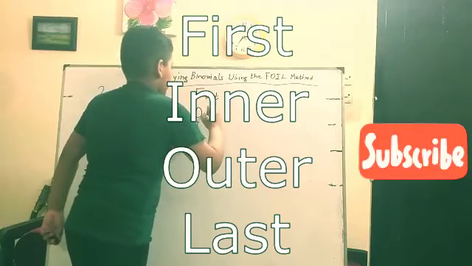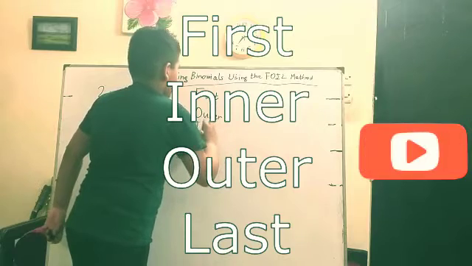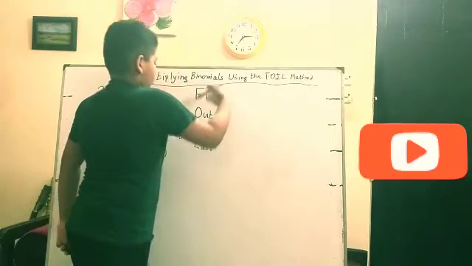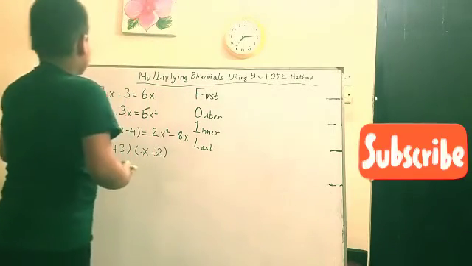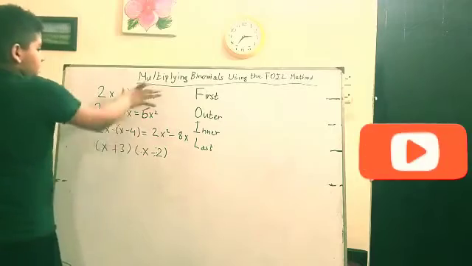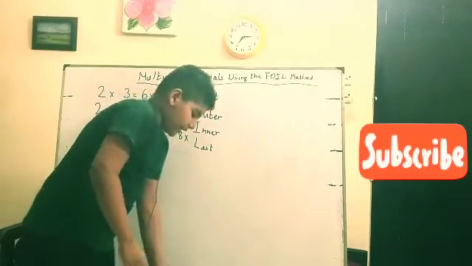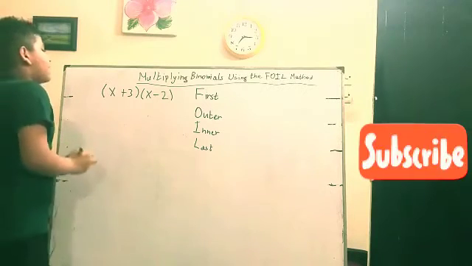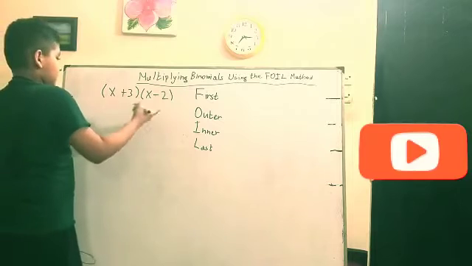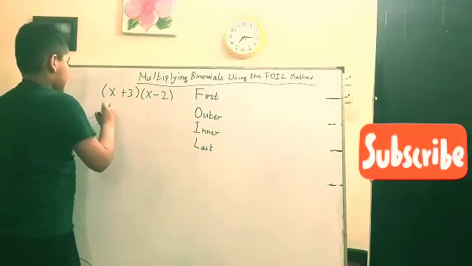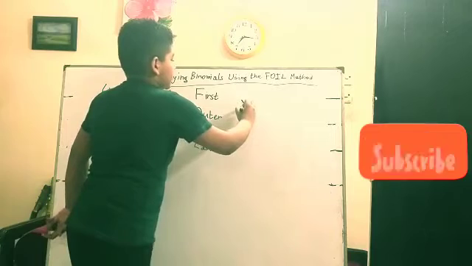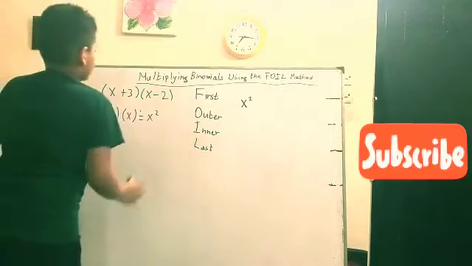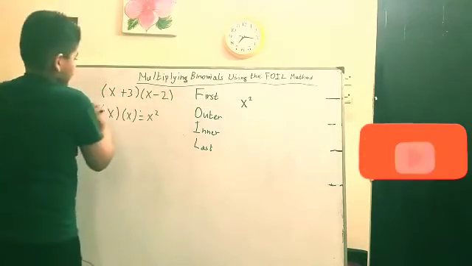this: first, outer, inner, last. So this is an order. Now let me clean this board up and put this up to see what I am talking about. Now it says first, means to multiply first of the two groups. Now the first of the two groups is x. So we have to write and note this down here. X squared.